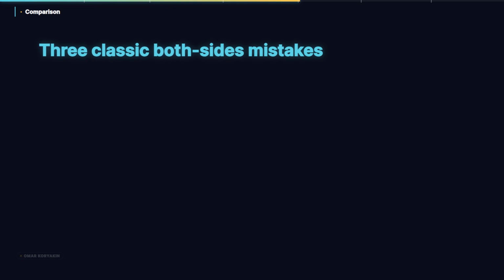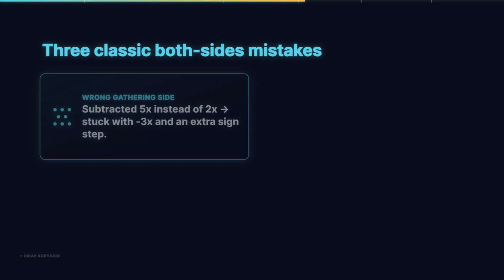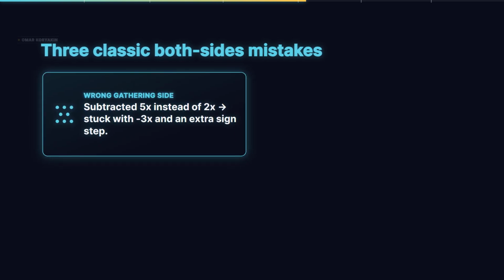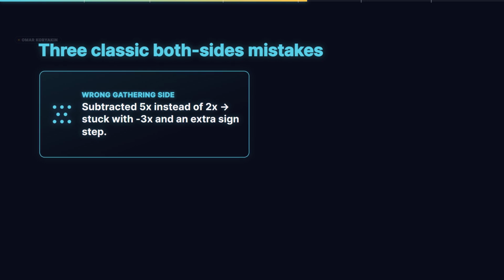3 mistakes catch every algebra student during their first weeks of both-sides equation work. Each one is fixable with a small explicit habit applied on every solve. First mistake, choosing the wrong direction for the gather step and ending up with a negative coefficient.